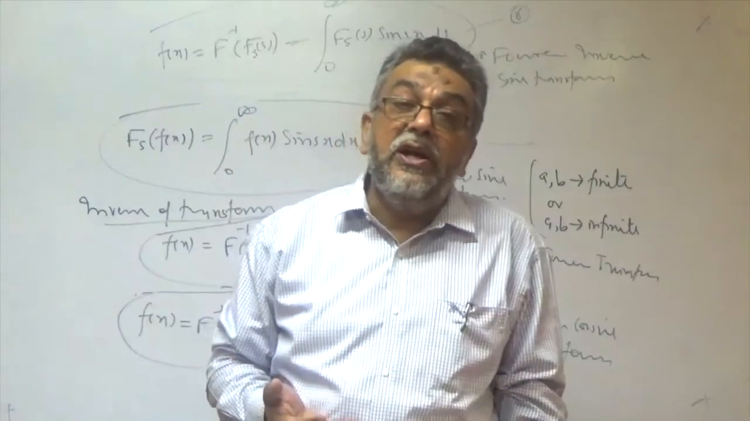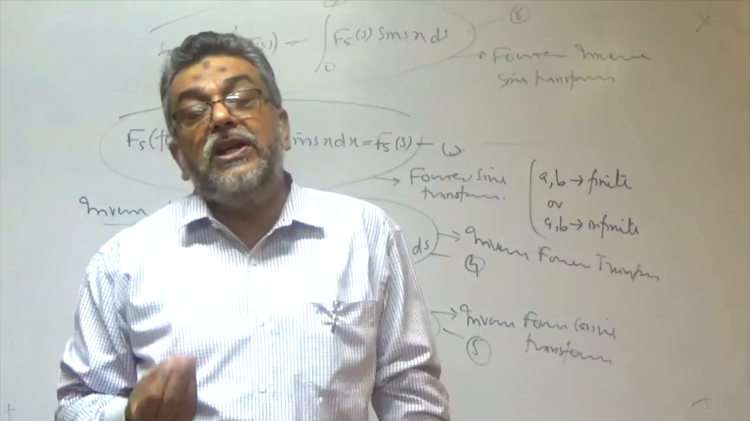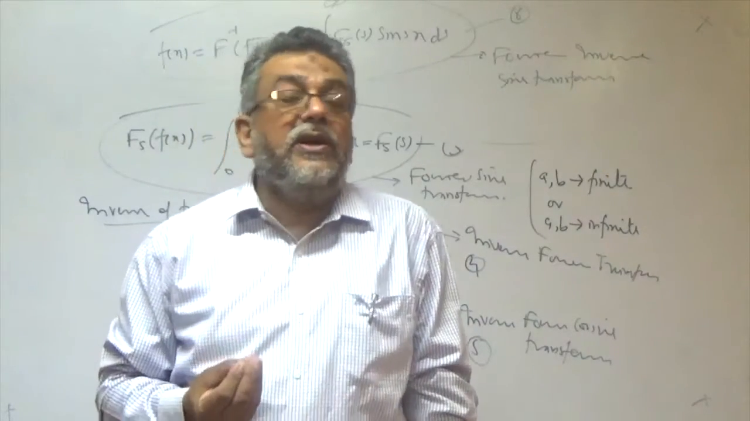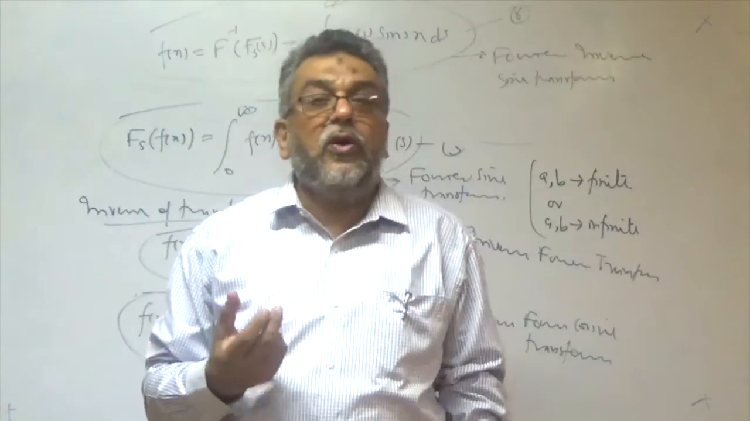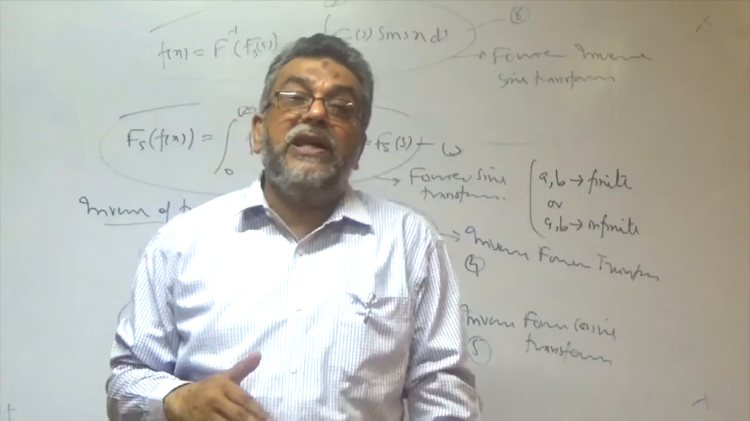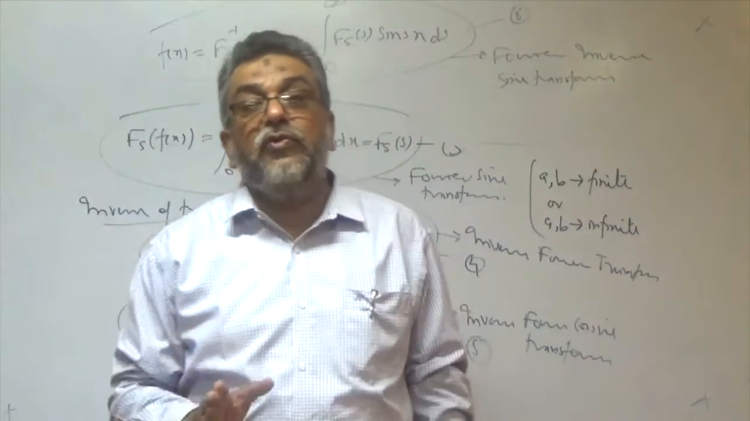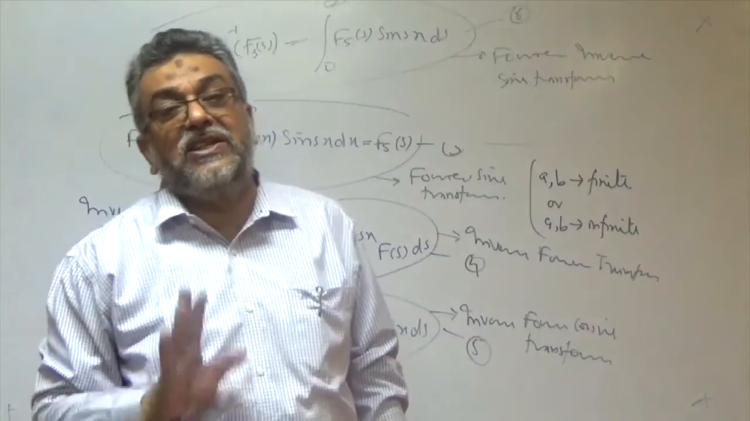One is the Fourier cosine transform. If you take the real part, that is the integral from 0 to infinity of f(x) cos(sx) dx, and if we take the imaginary part, then we get the formula of the Fourier sine transform, that is the integral from 0 to infinity of f(x) sin(sx) dx, right?